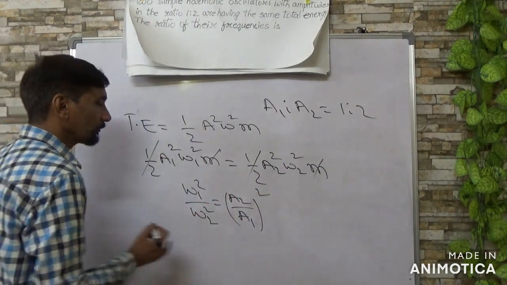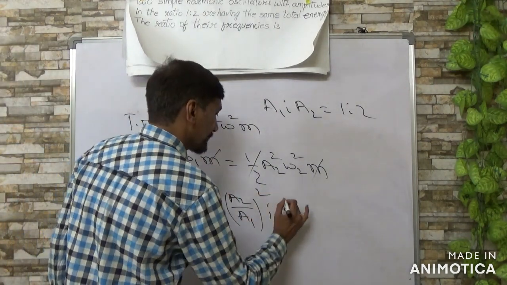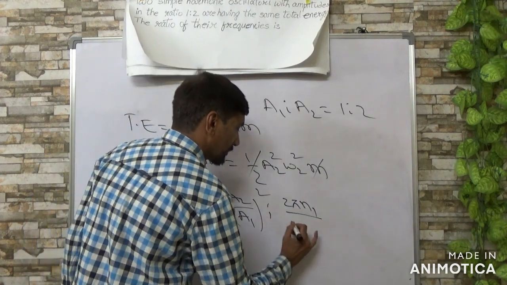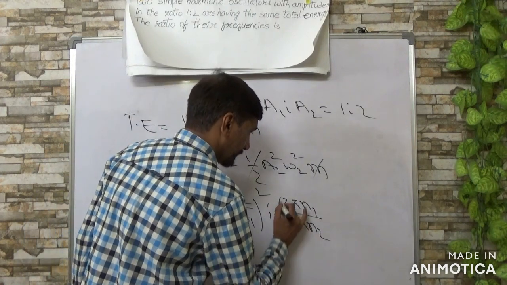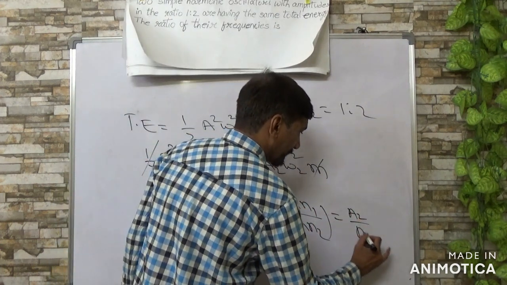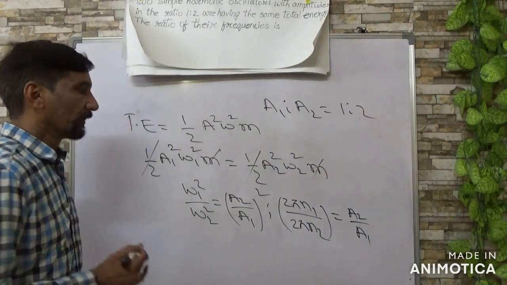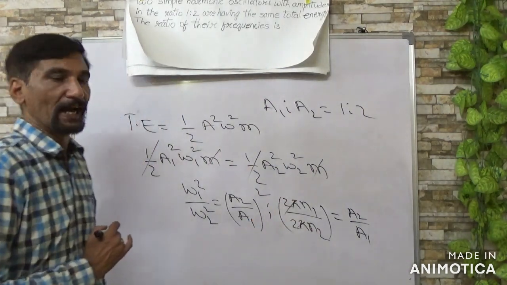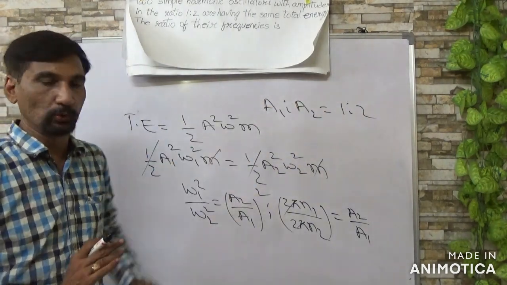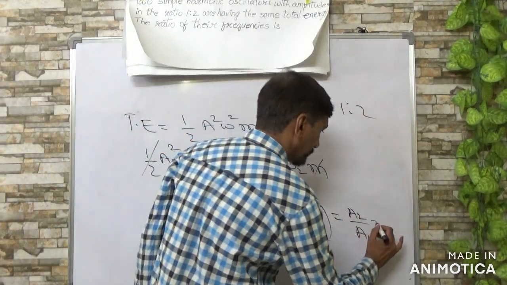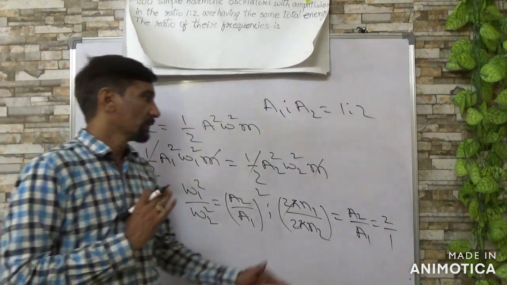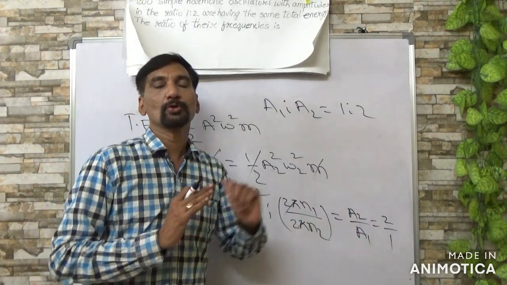You can write omega as 2 pi n. So 2 pi n1 by 2 pi n2 equals a2 by a1. So 2 pi cancels. According to the problem, a1 is to a2 is 1:2. Therefore a2 is to a1 is 2 by 1. So the ratio of their frequencies is 2:1.